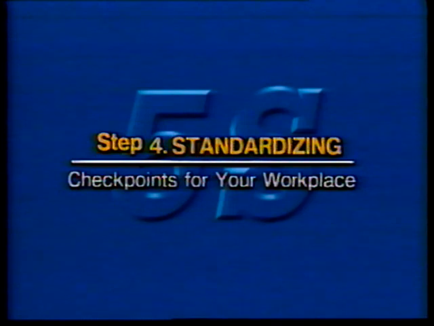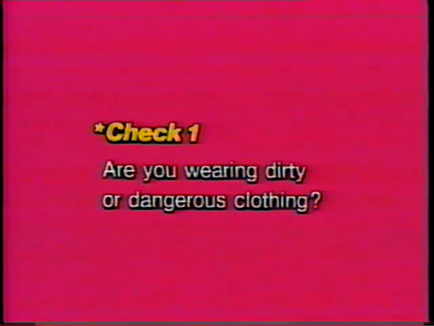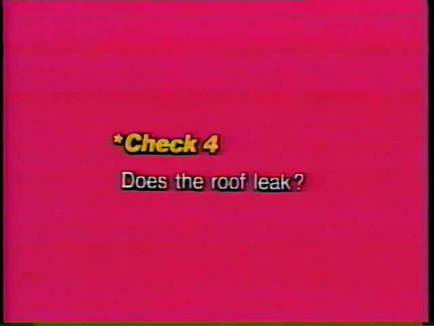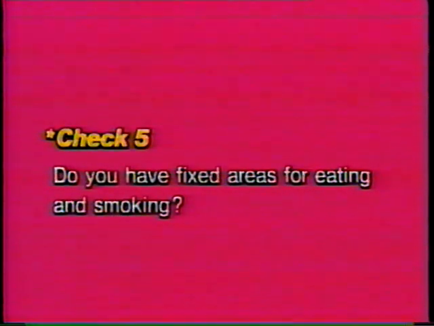Now a few checkpoints for your workplace. Check 1. Are you wearing dirty or dangerous clothing? Check 2. Does your workplace have adequate lighting and power supply? Check 3. Do you have problems from noise, vibrations, or heat? Check 4. Does the roof leak? Check 5. Do you have fixed areas for eating and smoking?